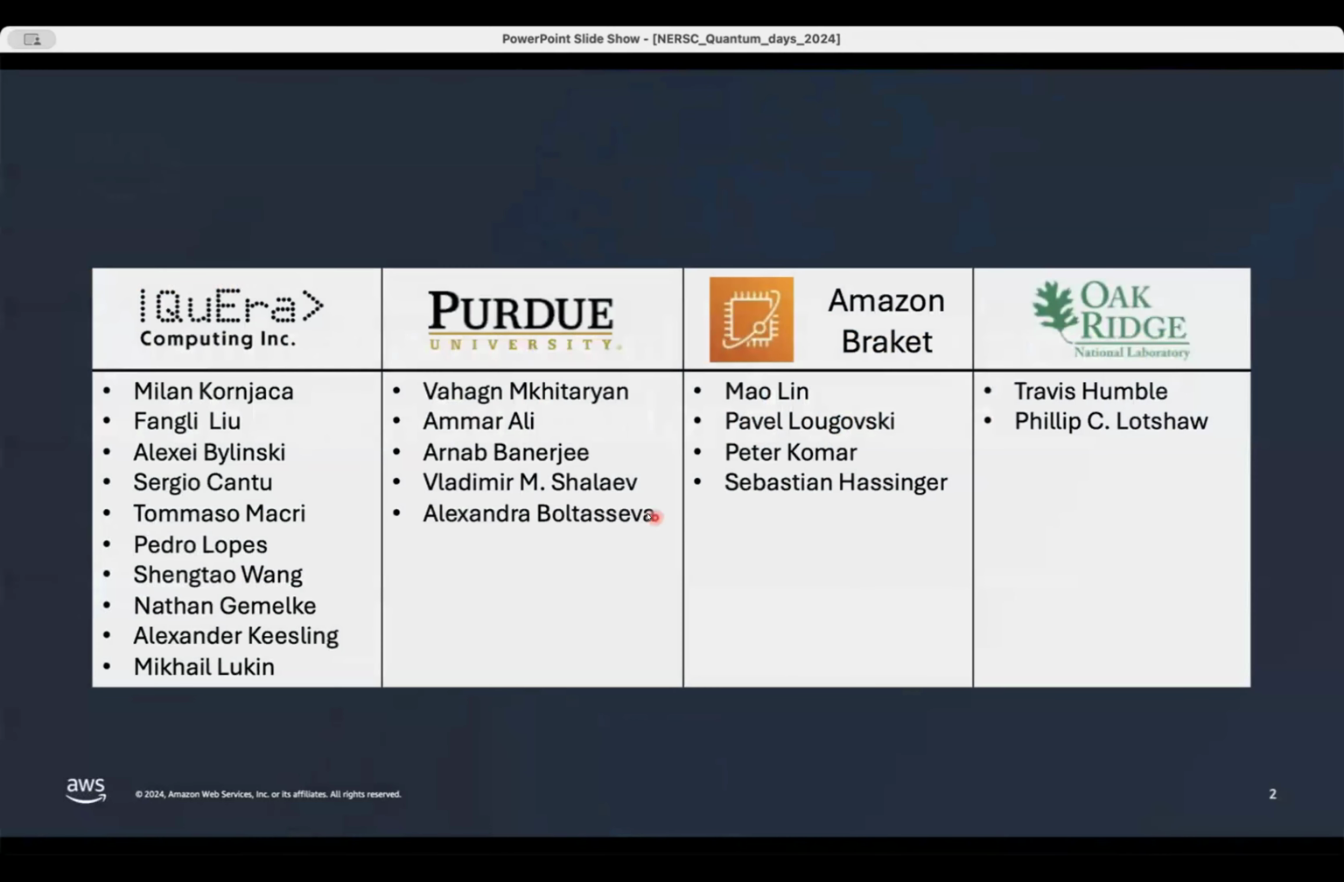This is work with lots of collaborators from four organizations: QuEra, Purdue, Amazon Braket, and Oak Ridge National Lab. I will point out that Milan and Fang Li from QuEra and Baohan from Purdue are the main drivers of this project. So basically, this work would not be possible without their effort.